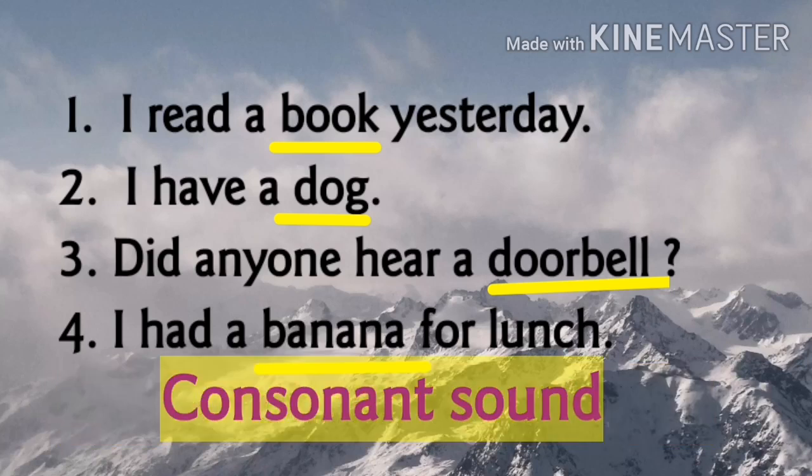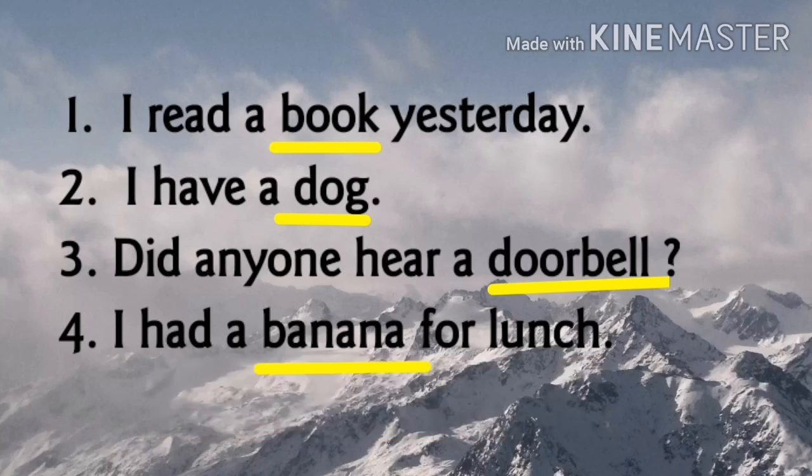Here we can see the first noun, that is book. The word book begins with the sound B, not A, E, I, O, U. So that sound is a consonant sound. So article a will always come with a word which begins with a consonant sound. When we look at other words also, they begin with a consonant sound.